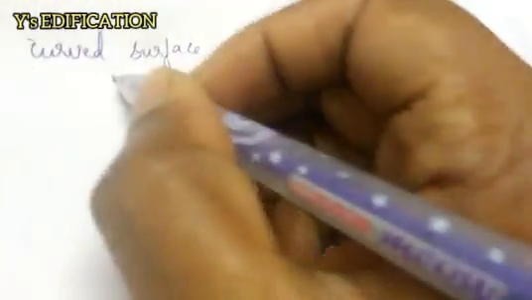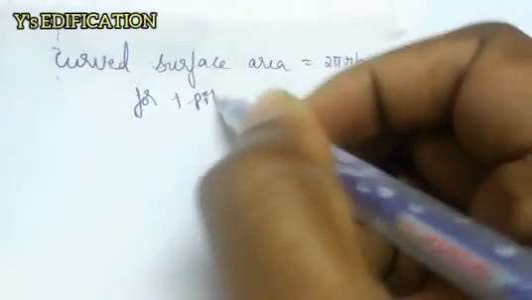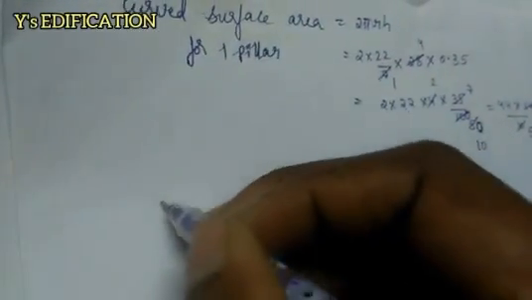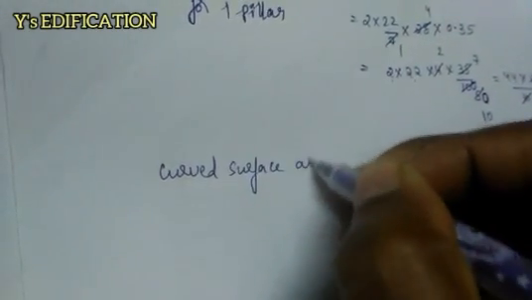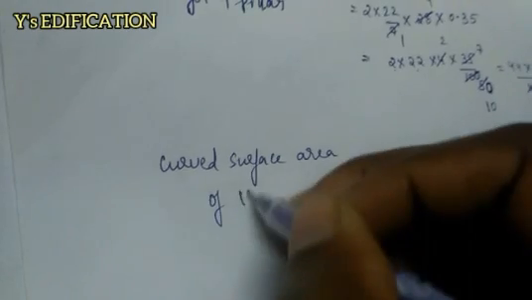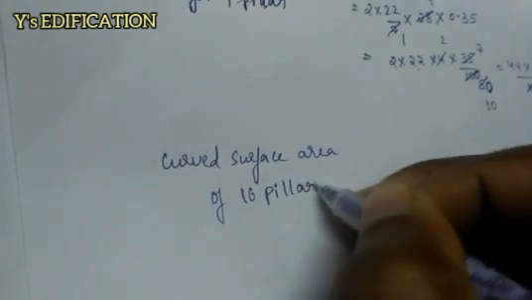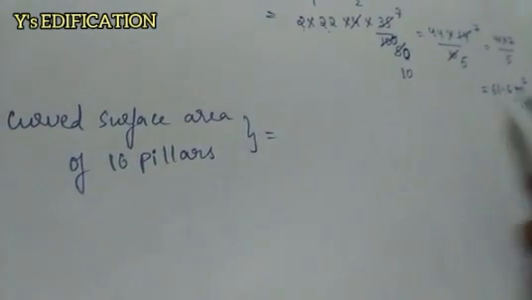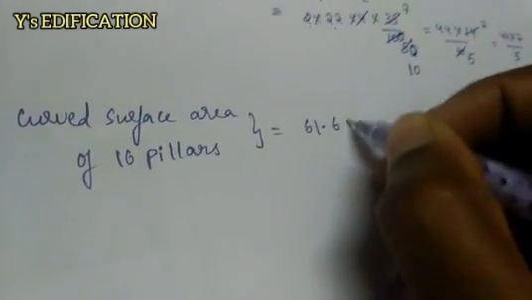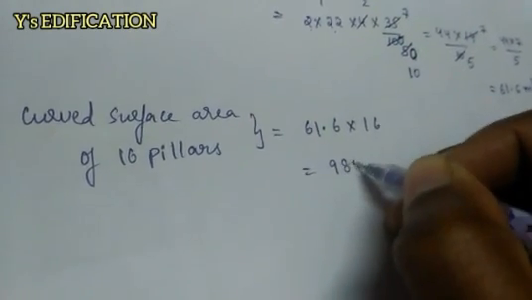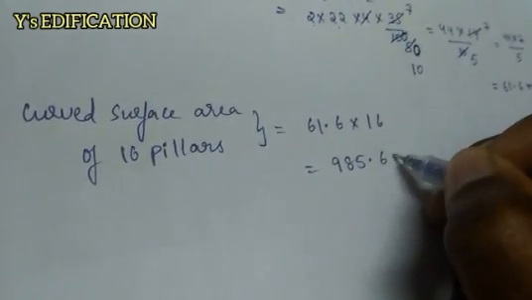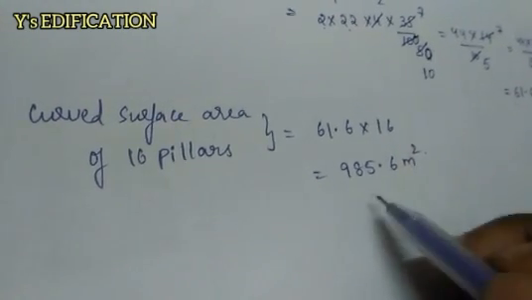Next, this is the curved surface area for one pillar. Now we have to find out the curved surface area for 16 pillars. Curved surface area of 16 pillars. So we have to multiply this 61.6 into 16. Then we will get 985.6 meter square.